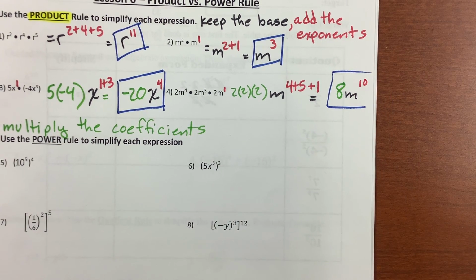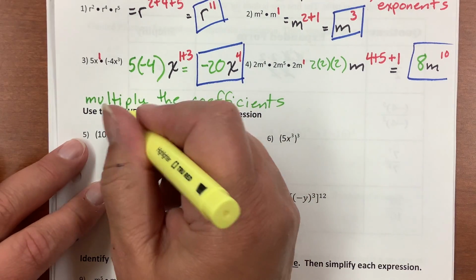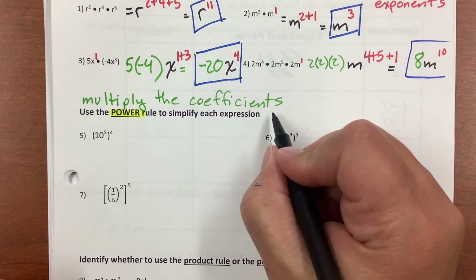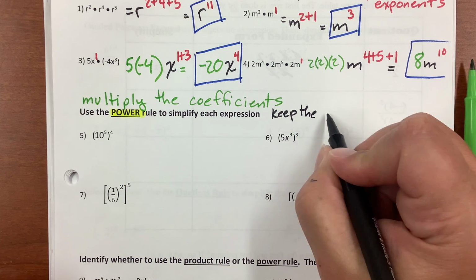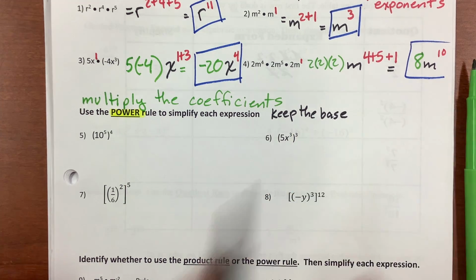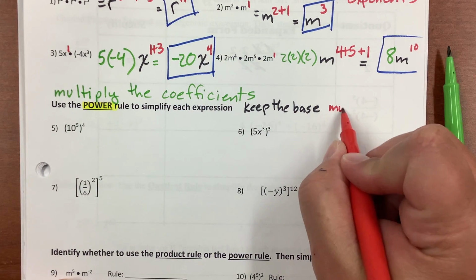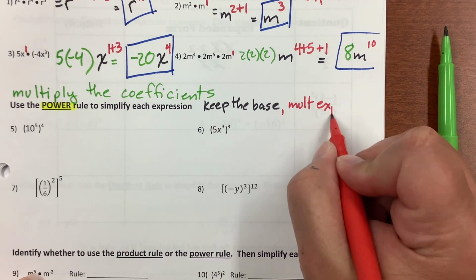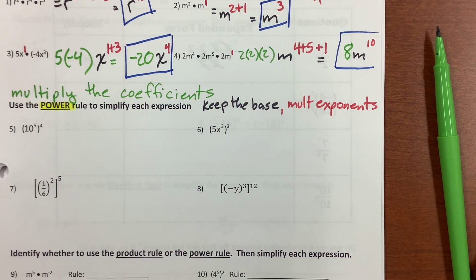The next one says use the power rule to simplify. So just a little quick review of what the power rule is. The power rule says keep the base and multiply the exponents. So that's what I'm going to do.